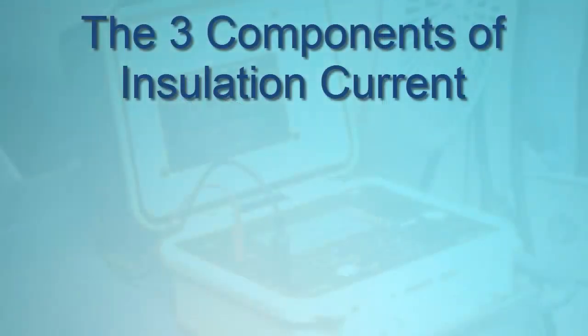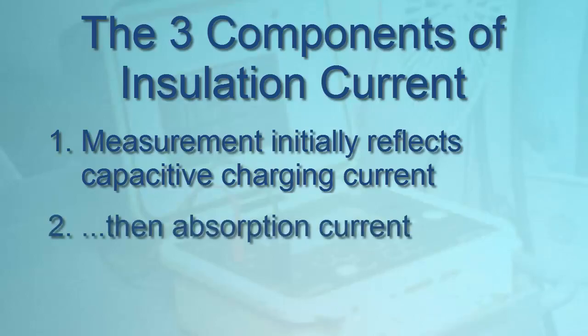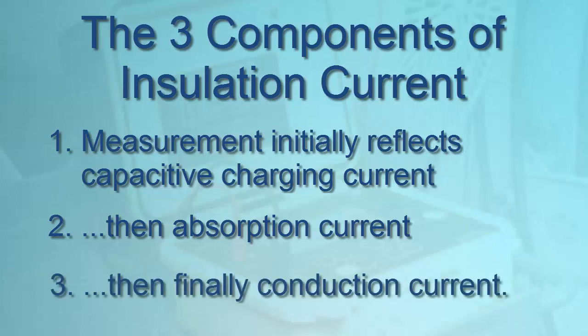To summarize, for a typical test, the initial measurement primarily reflects capacitive charging current. After a period of time, absorption current is dominant. Beyond 1 to 10 minutes, the measurement is mainly composed of conduction current, the primary value used to calculate the quality of insulation resistance. Understanding how these individual currents contribute to the total insulator current can help you correctly interpret the results you receive when performing a test.